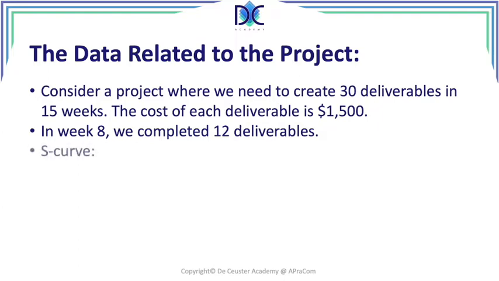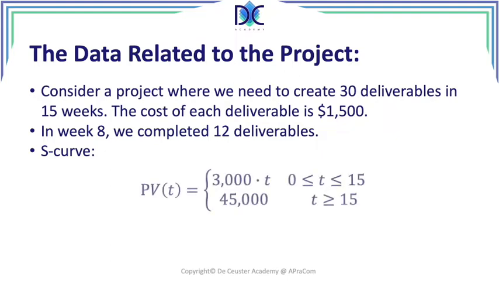Let's have a look at that. First of all, we can write the equation of the S-curve. In this case, it's quite simple because we have a linear relationship between the deliverables and the period. So what we can write is that the planned value as a function of time is 3000 times t, where t is 1 period, and 3000 because we have two deliverables per period. So per period we expect to create a value of 3000. This is valid between 0 and 15 periods.